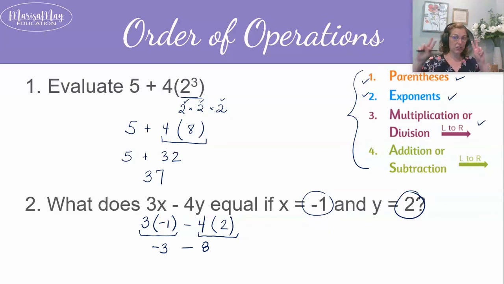So see how I did the two separate multiply problems? I have to do that first, and then I can come back and subtract. So -3 minus 8, use your calculator, right, to check that if you're having trouble with the negatives, and you'll get -11.